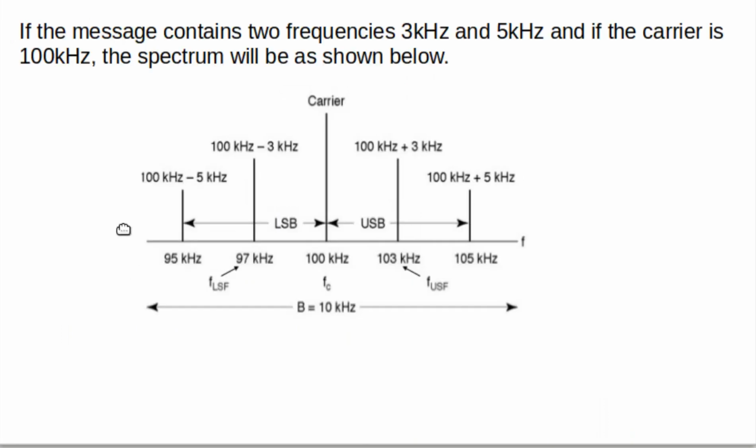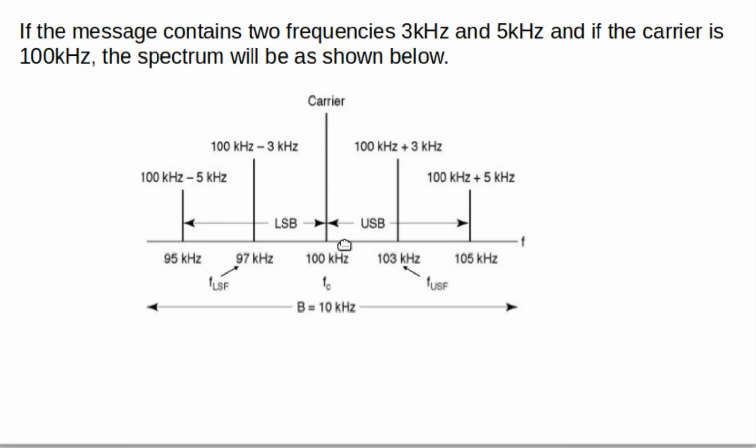Now we will see an example. Here our message contains two different frequencies. One is 3 kHz and the other one is 5 kHz. And we are using this message to modulate the carrier of 100 kHz. And how the spectrum will look is shown here.